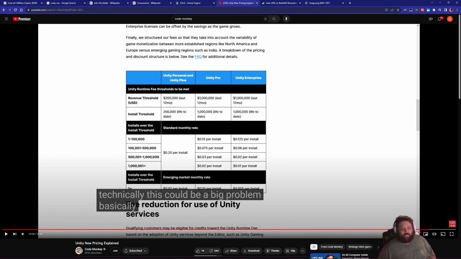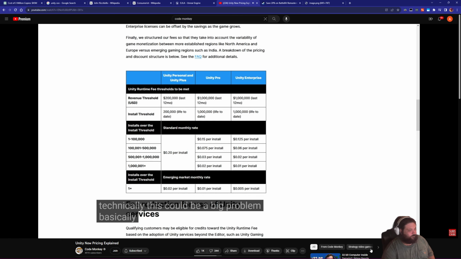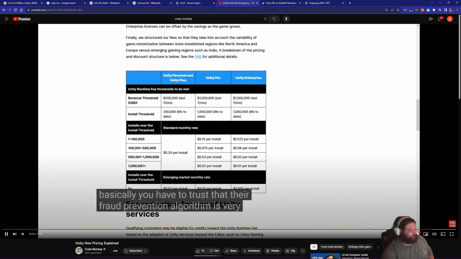I just put that to the side in an escrow account and tell Unreal, yo, I have this $5,000 in an escrow account. Whereas if my game blows up and I have people installing it on 3 different computers, how much is that going to cost me? I don't know. I have no idea. Could cost me 15 cents, could cost me 0.75 cents, could cost me 0.3 cents or 0.03 cents. I don't know. Basically, you have to trust that their fraud prevention algorithm is very good at detecting that.